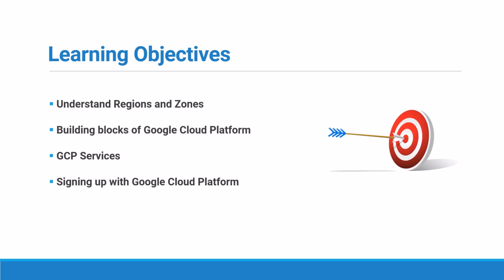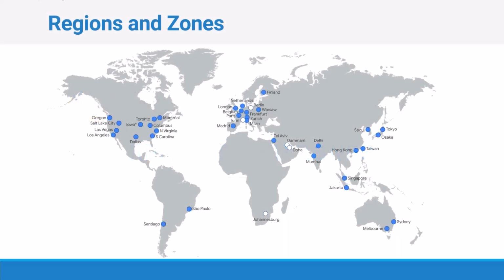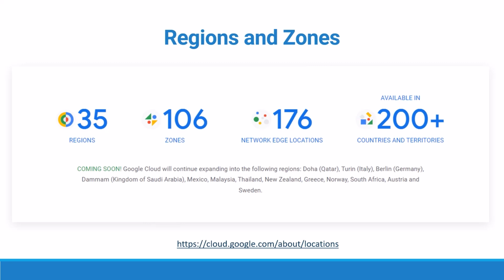So let's get started. In this lecture, we are going to learn about regions, zones, and building blocks of Google Cloud Platform. Google is one of the hyperscale infrastructure providers, and its footprint spans multiple continents like Asia, Europe, Middle East, and Americas. To make it more clear, let me share some statistics. Google has 35 regions, 106 zones, 176 network edge locations, and 200 plus countries and territories at the time of recording. A region is a collection of multiple data centers.